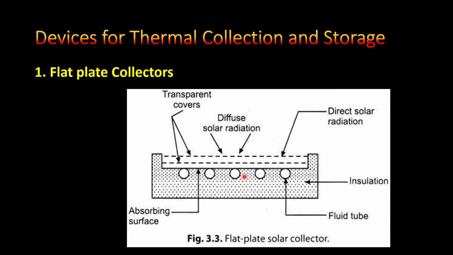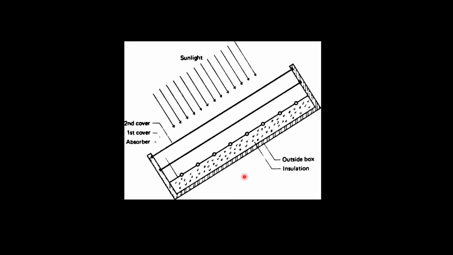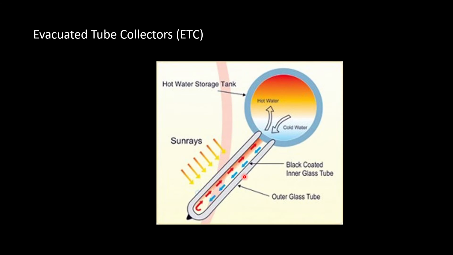These are the advantages of flat plate collectors, and usually it is mounted facing the north direction if it is in the southern hemisphere, and if it is in the northern hemisphere, it should be tilted towards the south direction. The next type of collectors is called evacuated tube collectors.